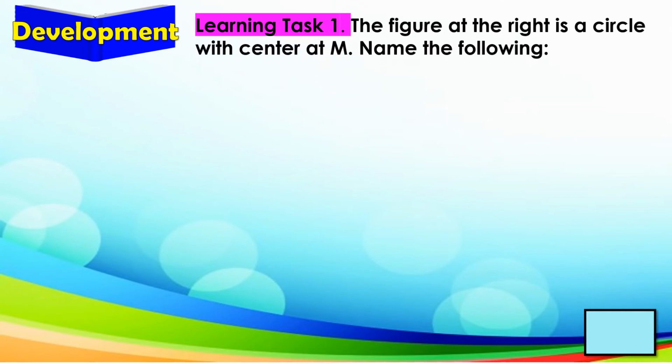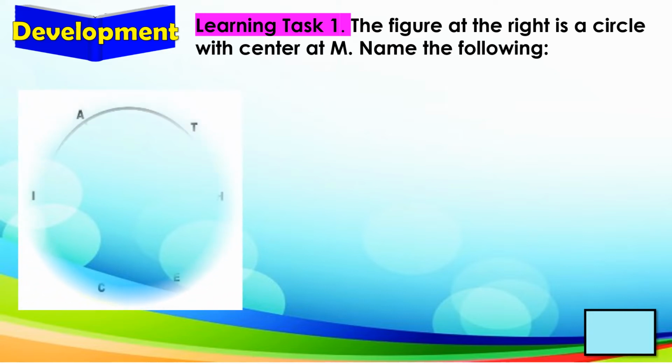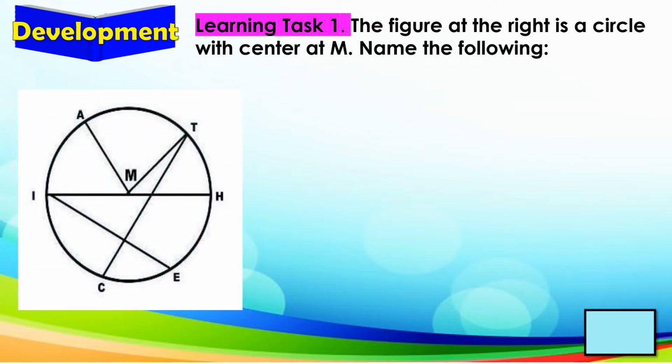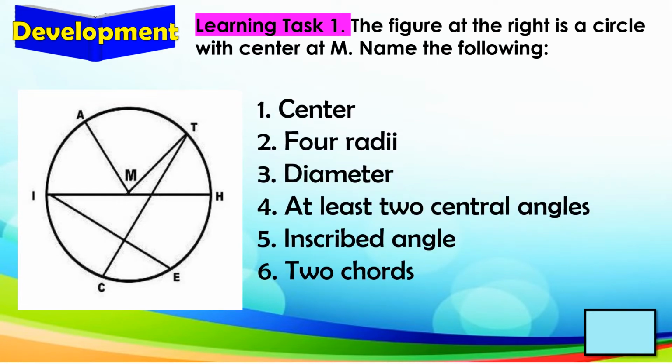Now, for the development part, for learning task 1, the figure at the right is a circle with center at M. Name the following. Number 1, center; number 2, 4 radii; number 3, diameter; number 4, at least 2 central angles; number 5, inscribed angles; and number 6, 2 chords.